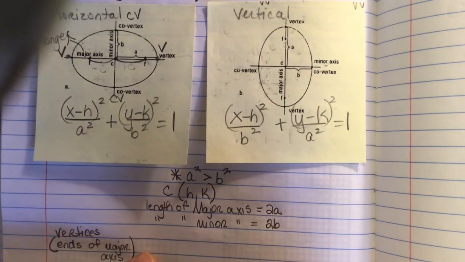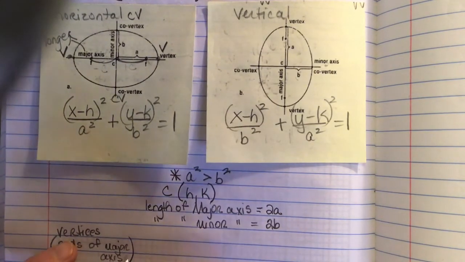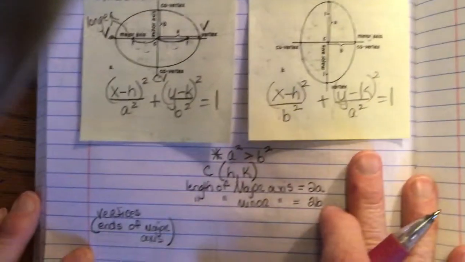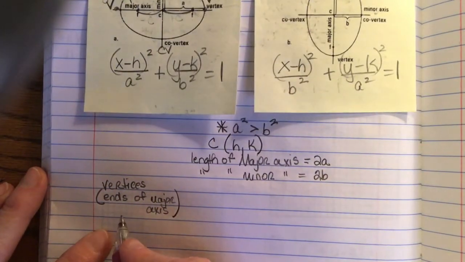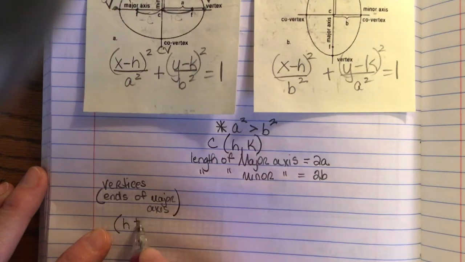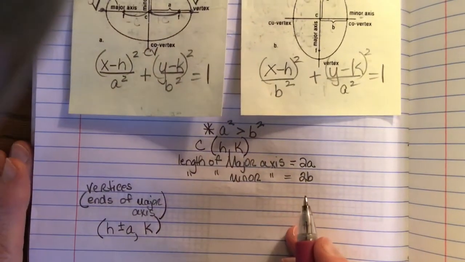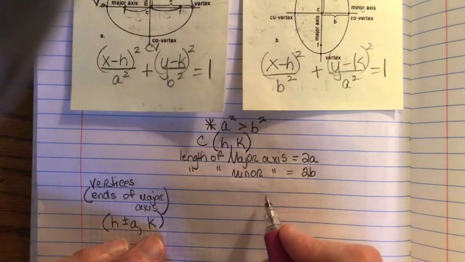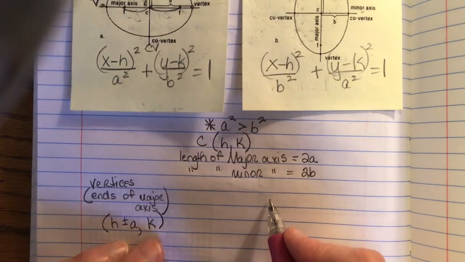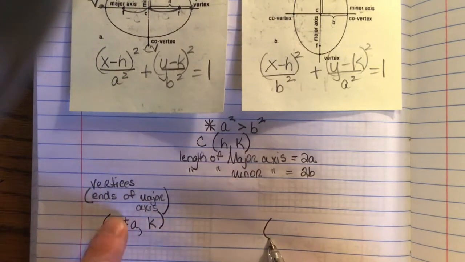Now, they're going to be different for each one of these. The vertices for the horizontal one here is going to be h plus or minus a, k. Don't let that freak you out. You're going to see here in just a minute. It's not that difficult.